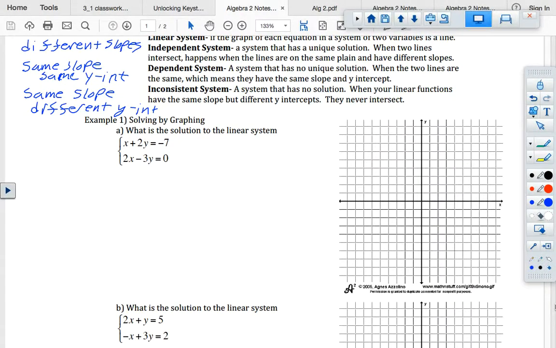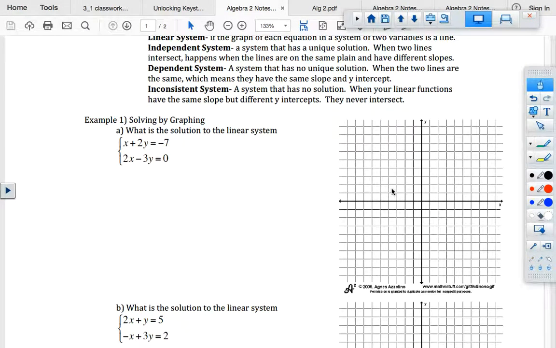Again, independent is different slopes. If they have different slopes, they'll always intersect somewhere. Dependent is same slope, same y-intercept, which means they're the same line. They are right on top of each other. And then inconsistent is parallel, same slope, but different y-intercept.